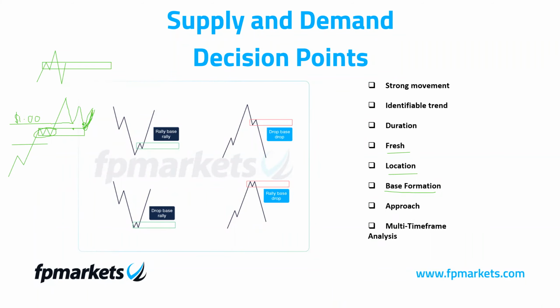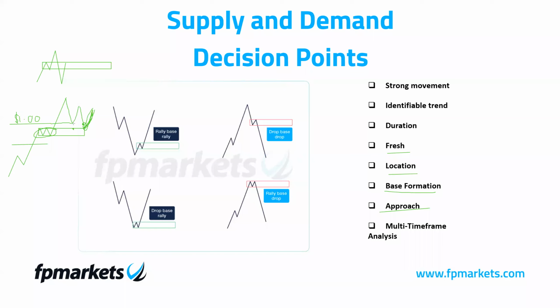Approach. I've touched on the approach already, and the approach here was a perfect example. We have to take in the overall context of what's happening on the chart. Yes, we have a strong, identifiable trend. Yes, we have strong movement. Yes, that strong movement has broken something of note. We've broken a huge, widely watched round number. The duration: we've not spent too long away from the area, and we've bounced from the $1 level.